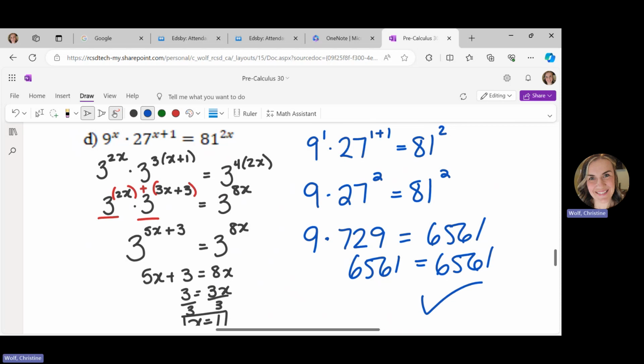Okay, so that's the end of chapter 3. Okay, so your test tomorrow is on all 3 lessons, the increasing stuff, the decreasing stuff, the asymptote stuff, the transformation stuff, and this stuff.